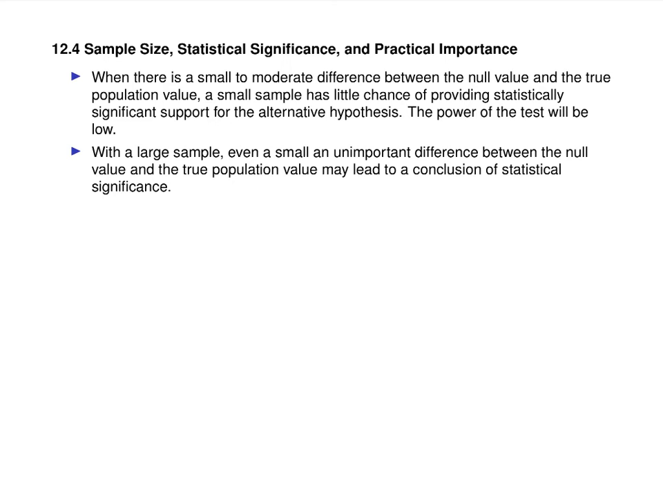So the last thing we're going to talk about is how sample size can affect statistical significance and whether or not something has practical importance. So the first thing is that when there's a small to moderate difference between the null value and the true population value, a small sample has little chance of providing statistically significant support for the alternative. This is actually a problem with elections. There might be a small difference between the proportion who support a candidate and that in your sample, because things are pretty close to 50-50 all the time. And because that difference is so small, it can make it hard to draw conclusions that are accurate.